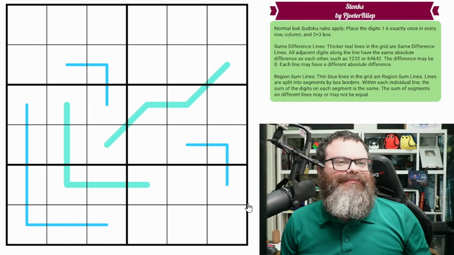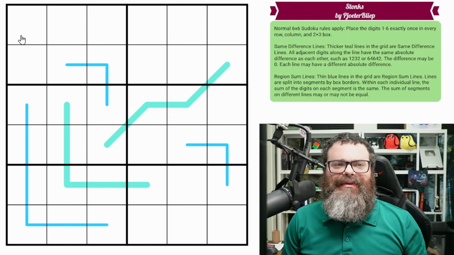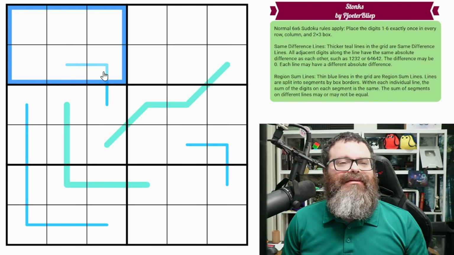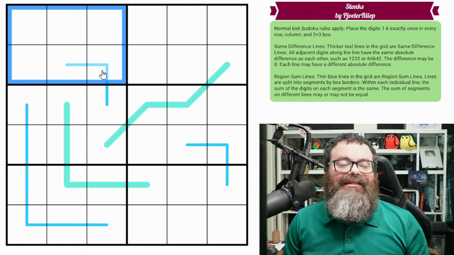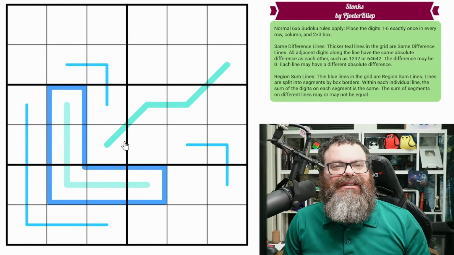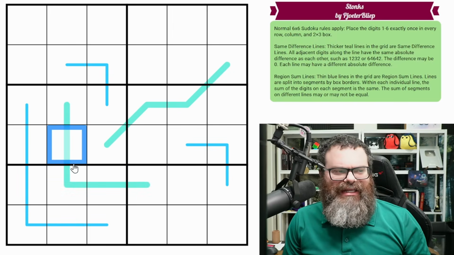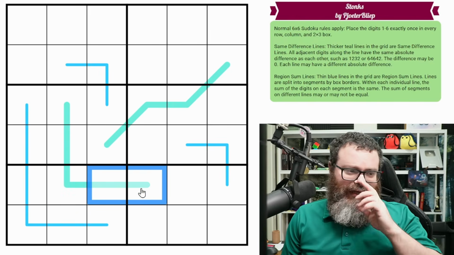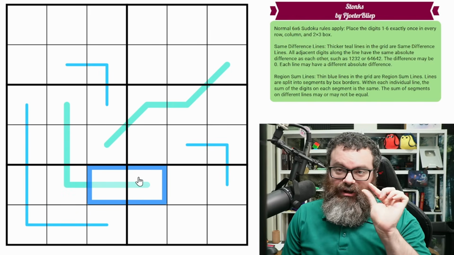Hope you're enjoying it. So today we have normal 6x6 Sudoku rules. That means in each row, each column, and each 2x3 box, we are placing the digits 1 to 6 exactly once each. These thicker teal lines are same difference lines. Every adjacent pair of digits on the same line have the same difference between them. The difference is calculated with larger minus smaller.